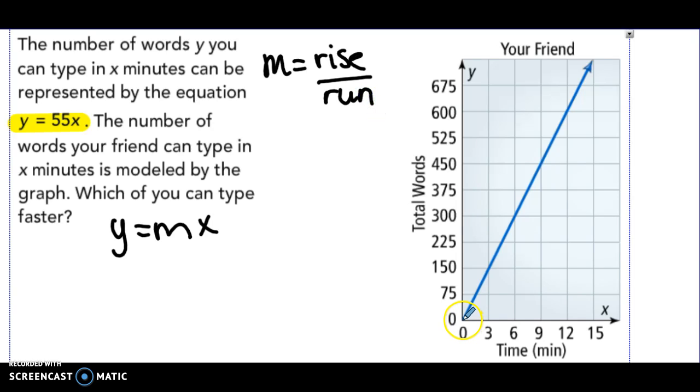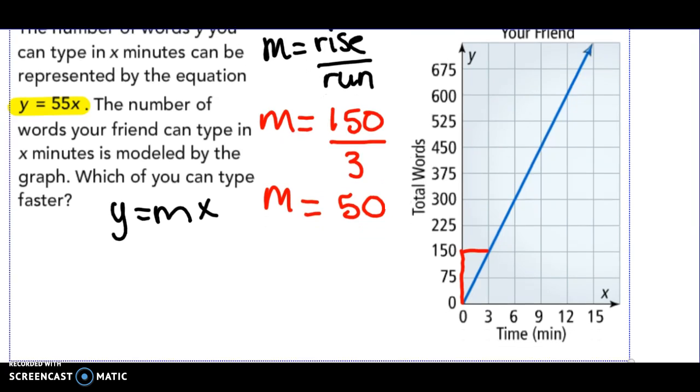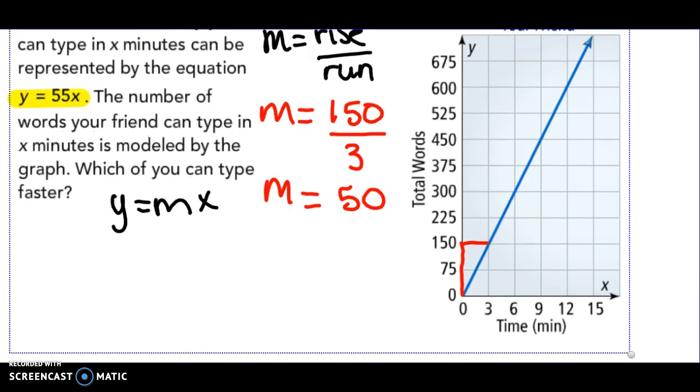So let's talk about this. Let's find out what we rise. We rise 150, then divided by what our run is. Well, look at our time. It goes up by 3. So we ran 3. We can identify that 150 divided by 3 gives us 50. That tells me that my friend types 50 words per minute. So when we think about it, who has the best time for typing? That would definitely be you.